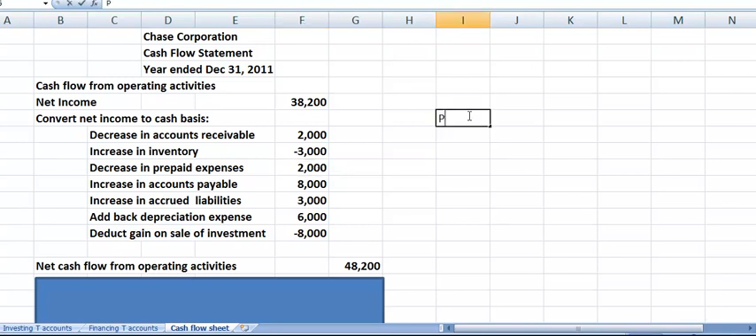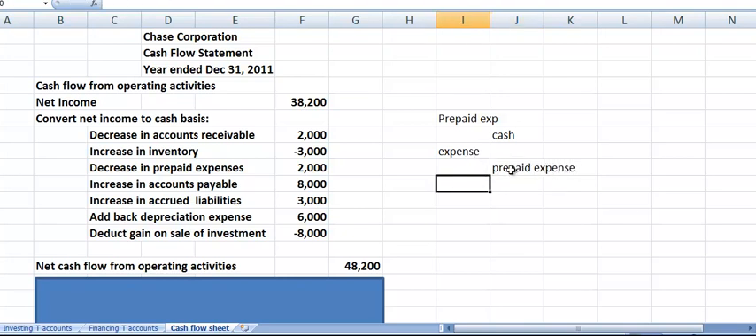You remember when you create a prepaid, you would debit it, right? And then you would credit cash. That's when you create it. We want to reflect the cash impact here. So therefore, we know that we created or we used up less cash than we actually expensed. So if you had expensed, you would decrease your prepaid expense, right?